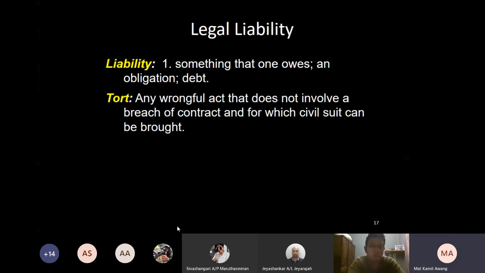Tort is actually any wrongful act that does not involve a breach of contract and for which civil suit can be brought. So basically, tort is an act which is wrongful, but it does not involve the breach of the contract. But this wrongful act actually can be brought to court as a civil suit. So that is the meaning of tort.